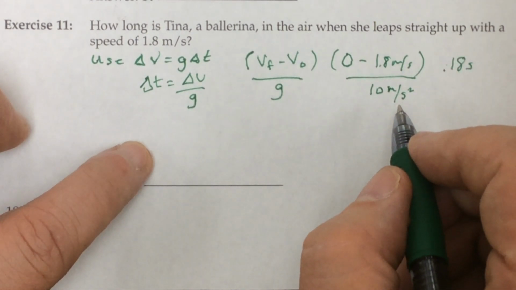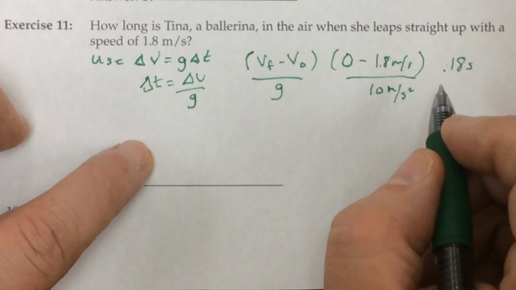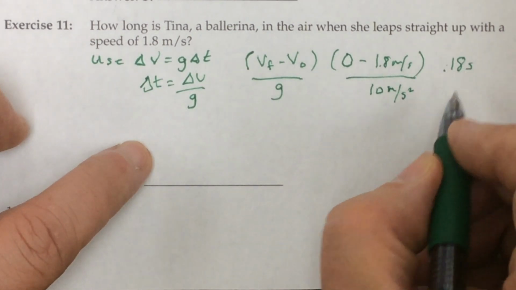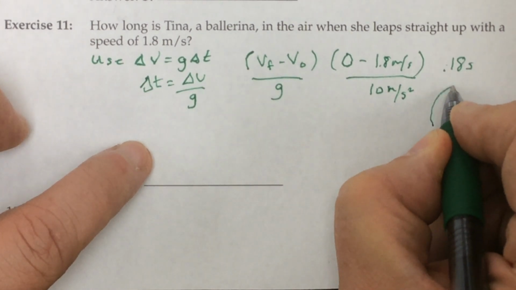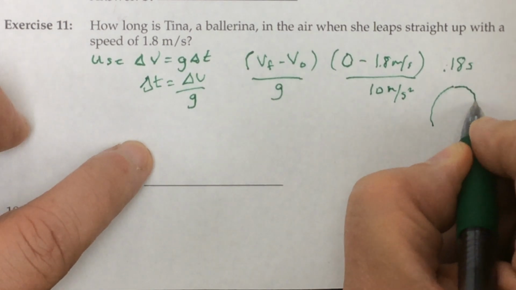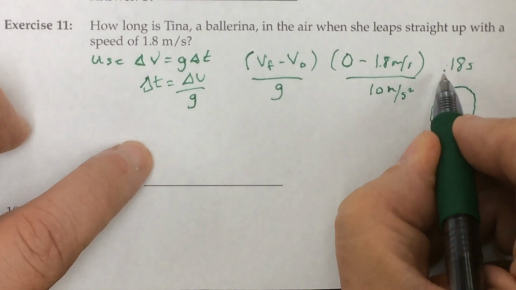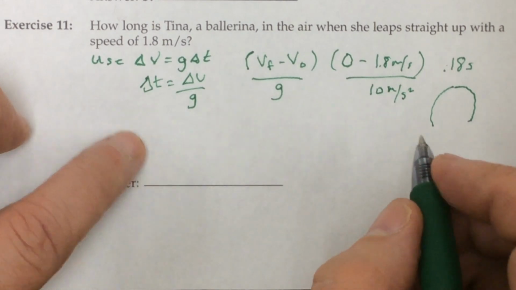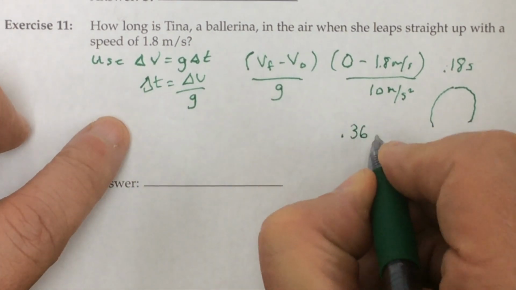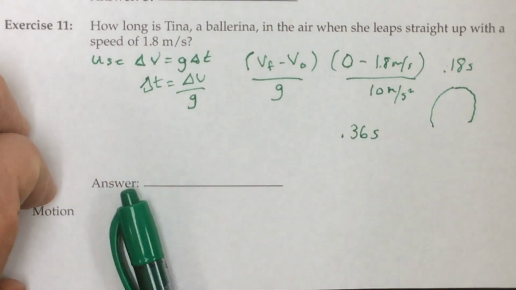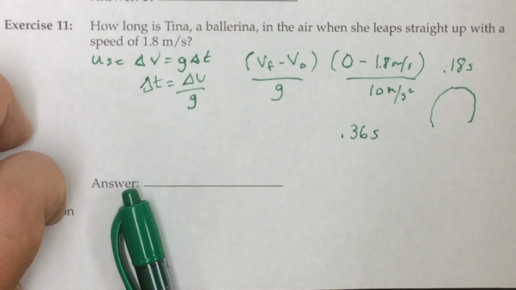Now, what is her hang time? Her hang time is how long she's in the air. So you're going to have to double this. This is the time it takes to go to the top of the arc, and you're going to have the same amount of time to the bottom of the arc. So you're going to have to do 0.18 times 2, which is 0.36 seconds. Okay, you do not stay in the air very long. Even if you're an amazing athlete, you do not stay for more than about a second. You just don't, even if you're really, really good.